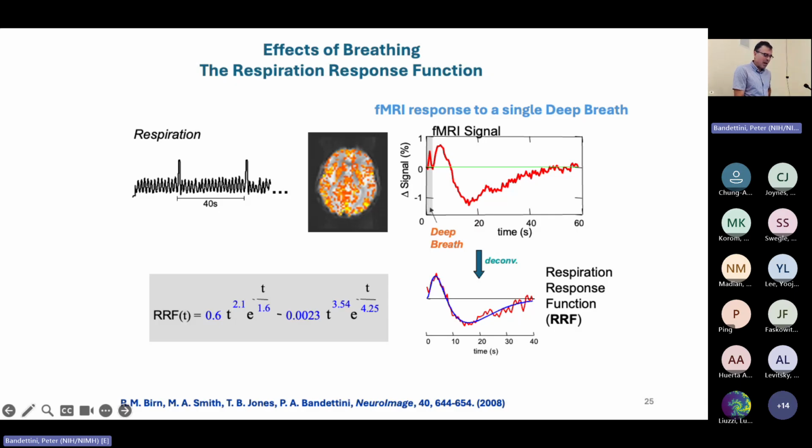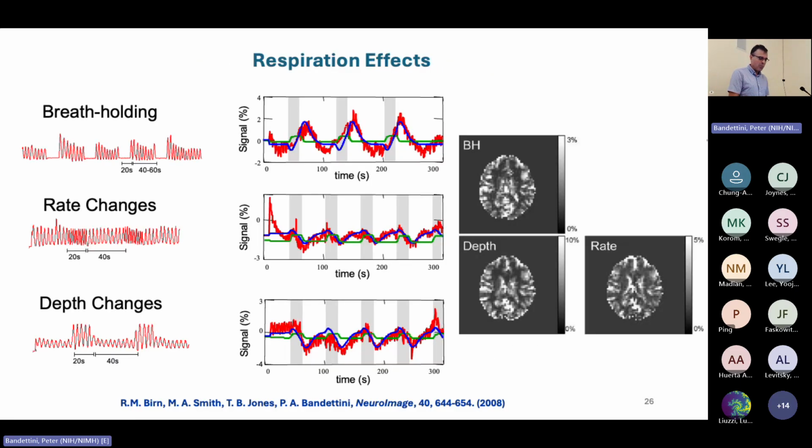And if he deconvolved this impulse response from this signal, he was able to get the respiratory response function. So that's the kernel that you would convolve with the breathing to predict where the breathing is. So far it makes sense. And it was a beautiful paper with a really nice result.